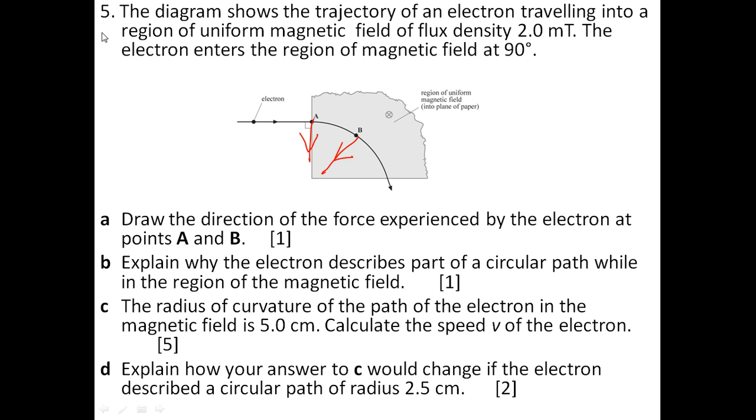So B asks why the electron describes part of a circular path in the region of the magnetic field. You have to understand that according to the Fleming left-hand rule, the field is going into the paper, and this is the motion of the electron. So you know that there is a force that always must be... sorry, it's not tangential. It should be at right angles to the motion of the electron. So the explanation is like this.